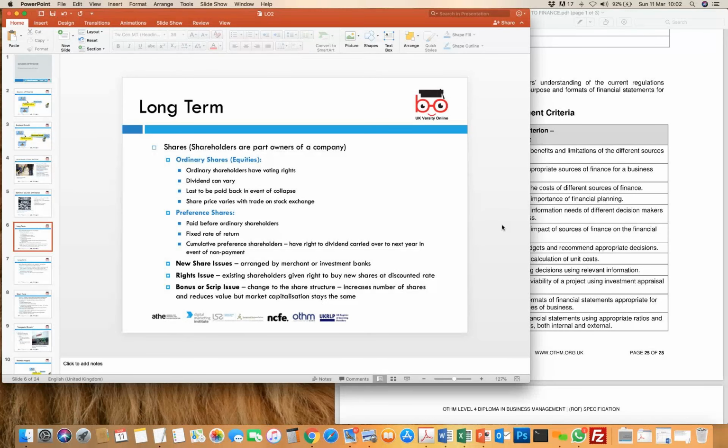Now, typically within the shares, there are lots of different types. There is something called the new share issue. There is something called the rights issue. And in some cases, there is a bonus or a scrip issue. Now, if I have to make you understand from a literal point of view, typically the share process normally follows three routes.